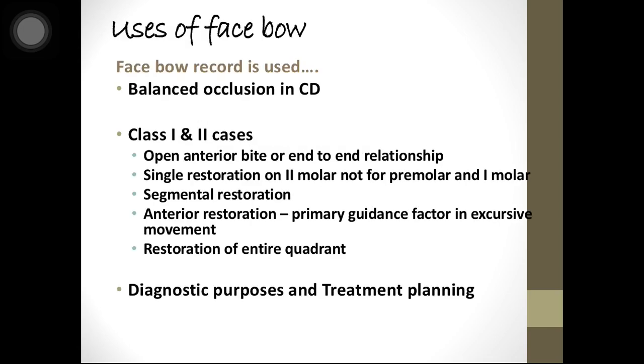Now face bow is used in complete dentures when we have to give balanced occlusion. In Kennedy's class 1 and 2 cases, when there is open anterior bite or end-to-end relationship of the natural teeth, single rotation or on Kennedy's class 2 molar, not for premolar and first molar segmental restorations, anterior restorations, primary guidance factor in excursive movements, and restoration of entire quadrants. Diagnostic purposes and treatment planning are also some of the uses of face bow.